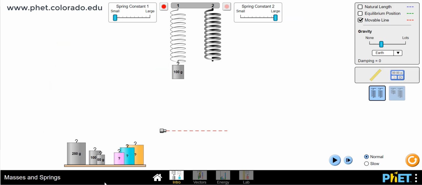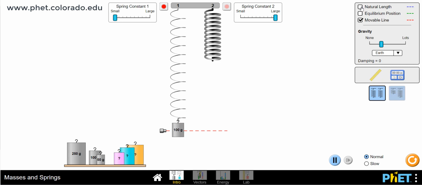Here we have a mass spring system doing nothing at the moment. We're going to let that run in normal speed. We can see that under free fall, this mass oscillates up and back. We've set this up with zero dampening, so this will oscillate continually without losing any energy from friction.